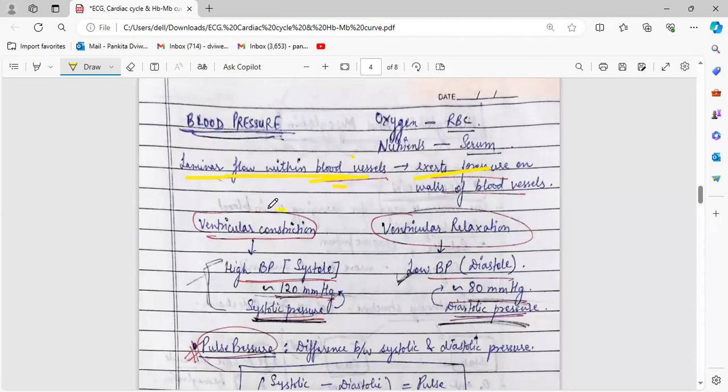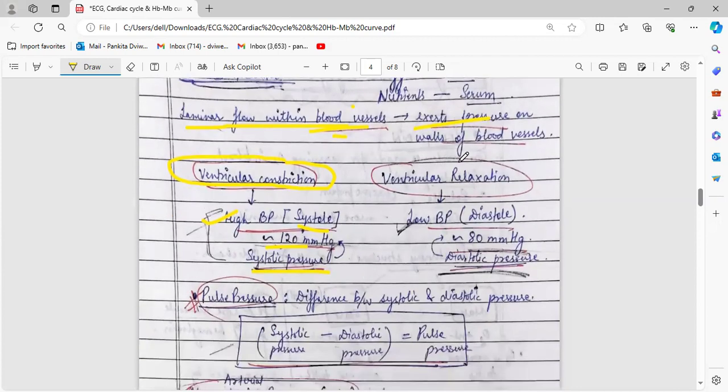So when ventricular constriction is there, we have high blood pressure, which is also called systole or systolic pressure. It is equivalent to 120 millimeter Hg. While in case of ventricular relaxation, there is low blood pressure or diastole, which is also known as the diastolic pressure, that is 80 mmHg.